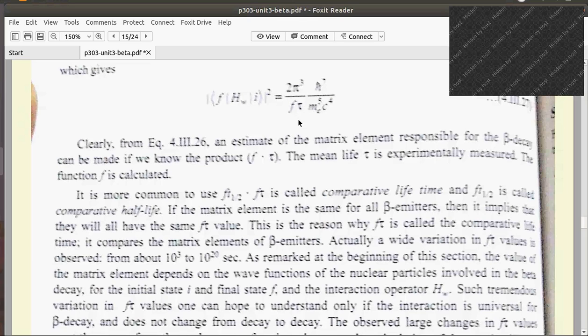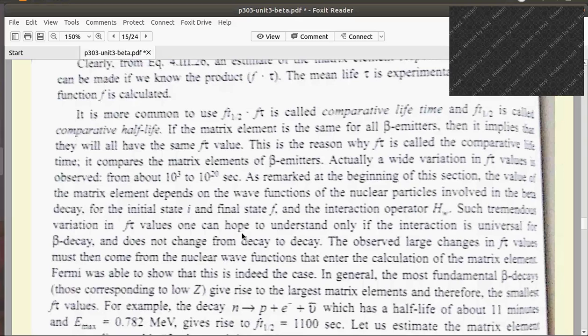So using fτ we can compare different elements, and there is also one more term, ft one half. It will be the comparative half life. It is the same as half lifetime only, similar in concept. The reason why ft is called comparative lifetime is that it compares different beta emitters. So you will basically use fτ to compare different beta emitters.